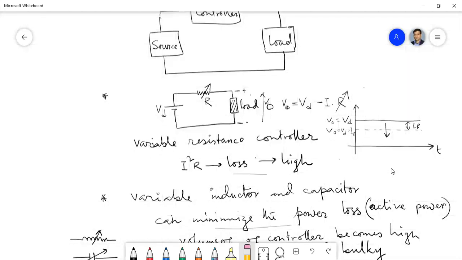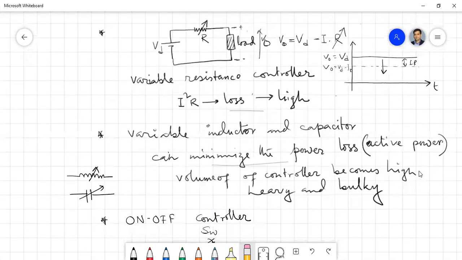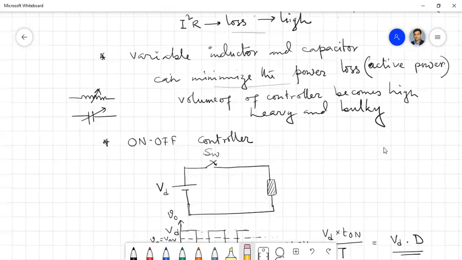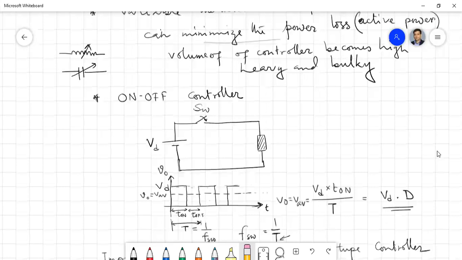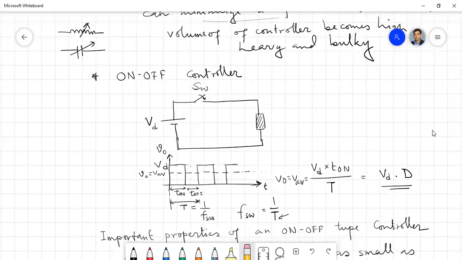And what are the other ways to control this power, that also we discussed, like by using a variable resistance controller, variable inductor, capacitor, and the last one is the on-off controller. And in the on-off controller we saw that we waste less power in the controller itself compared to the other options.